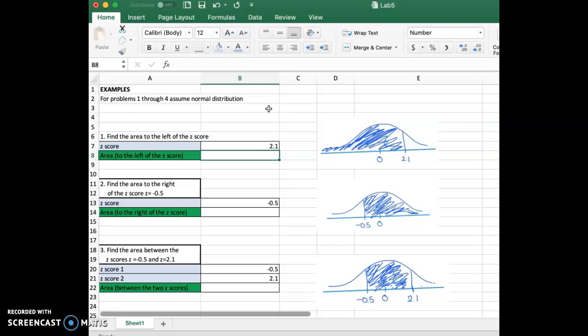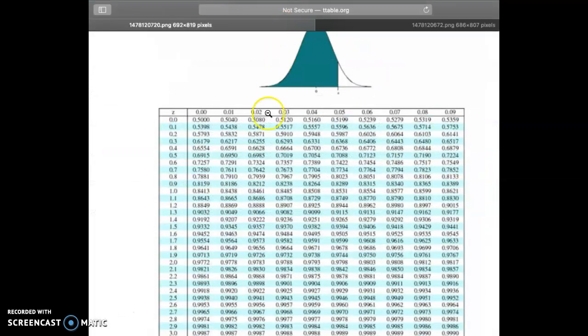For the first example, we would like to find the area to the left of the z-score 2.1. So when you look at the picture, we would like to find this area. It's normally distributed and the z-score is given as 2.1, and we want to find the area to the left of 2.1. If we want to do it looking at the z-score table, all you need to do is find 2.1 over here, and 0. Where the 2.1 and 0 intersect is here, 0.9821.